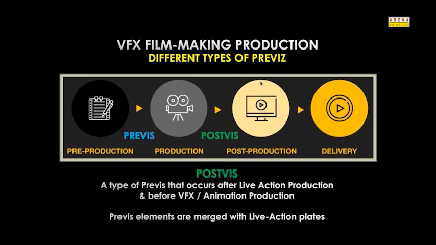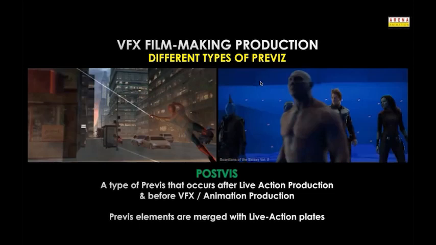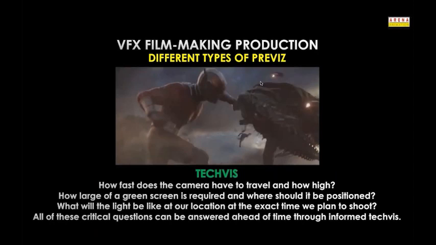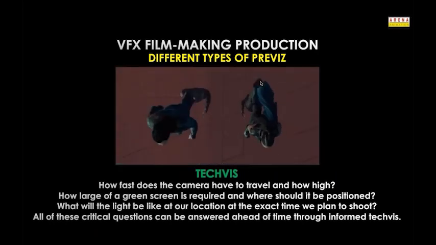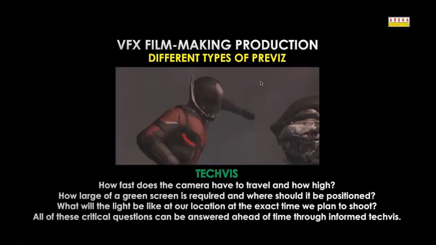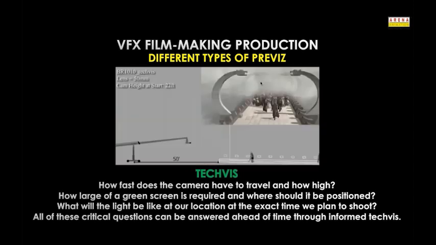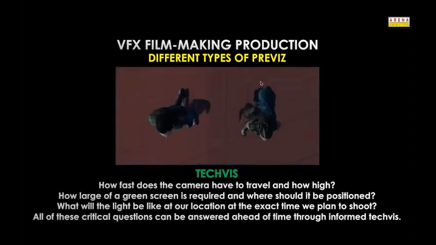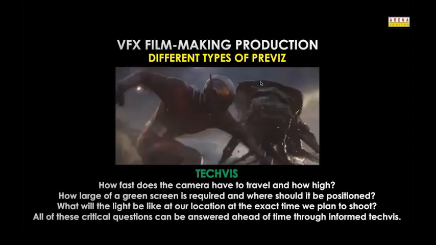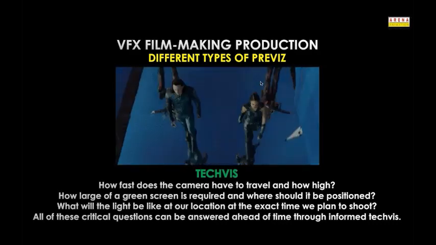There's something called tech viz also, which happens along with the previz, and is basically how fast the camera would travel, how high it would be, in terms of technicalities on the shoot itself. That is one of the reasons why it happens before production, because all the technicalities are worked out with the technicians, and they can understand how large the green screen is required, where it should be positioned, and where the lights would be.